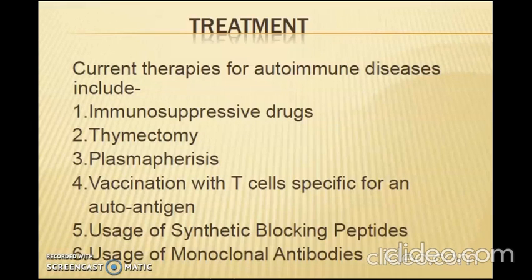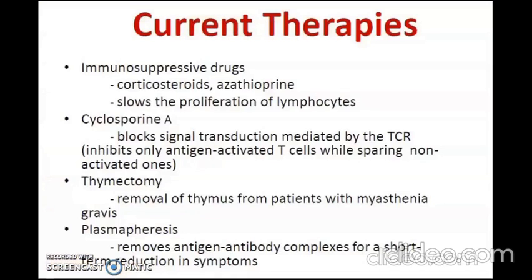Current therapies for autoimmune diseases include immunosuppressive drugs, thymectomy, plasmapheresis, vaccination with T cells specific for an autoantigen, usage of synthetic blocking peptides, and usage of monoclonal antibodies. Immunosuppressive drugs include corticosteroids and azathioprine, which slows the proliferation of lymphocytes. Cyclosporin A blocks signal transduction mediated by the T cell receptor. In thymectomy, there is removal of the thymus from patients with myasthenia gravis. Plasmapheresis is the removal of antigen-antibody complexes for a short-term reduction in symptoms.